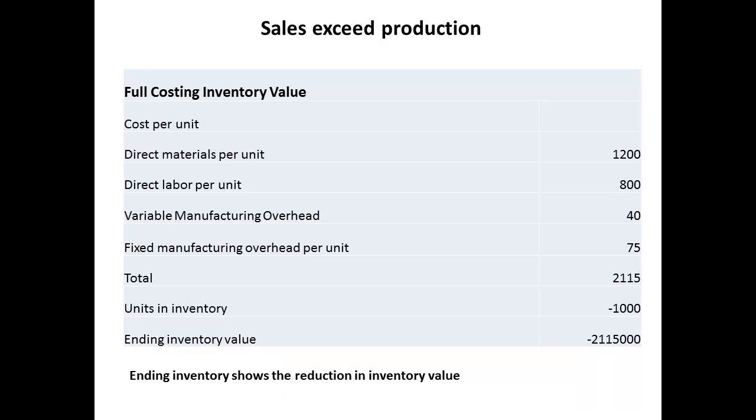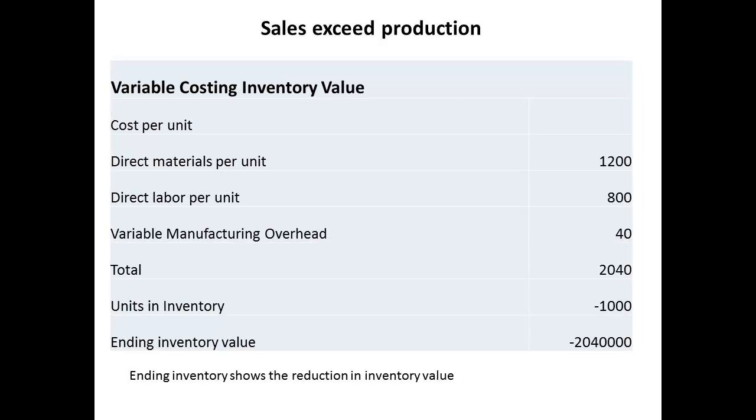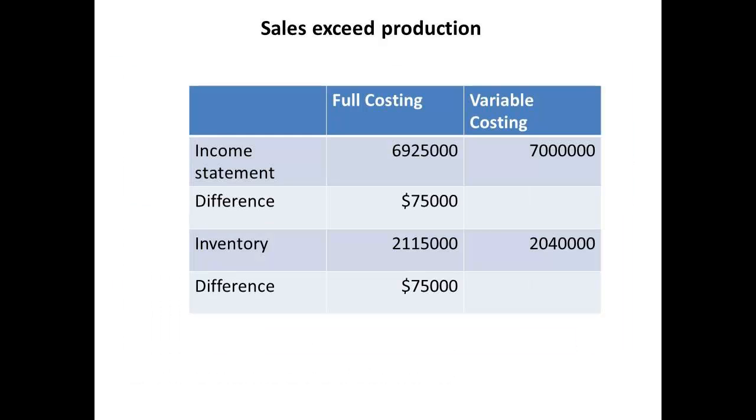Under full costing, the inventory value has fallen by $2,115,000. Under variable costing, the inventory value has fallen by $2,040,000. The difference in net income between the two is $75,000. Note that variable costing gives the higher income if sales exceed production. This is the same difference as the inventory valuation difference. The lower income from full costing is also reflected by the lower figure for inventory value.